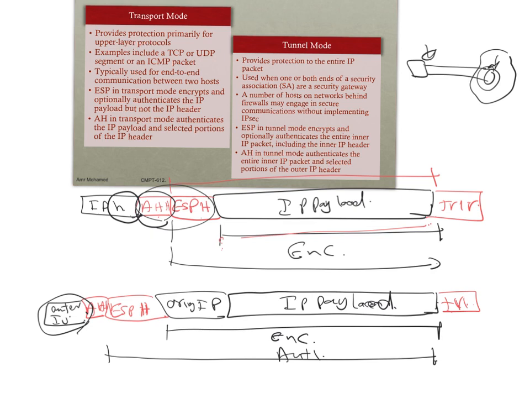Here the transport mode provides protection primarily for the upper layer protocols, TCP and so on, and is typically used for end-to-end communication between two hosts. This is the main keyword. ESP in transport mode encrypts and optionally authenticates IP. Why do we say optionally? Because in IPsec version 1, the standard creates two separate documents and both are mandatory to be used, which are ESP and AH. ESP is used for encryption, AH is used for authentication.